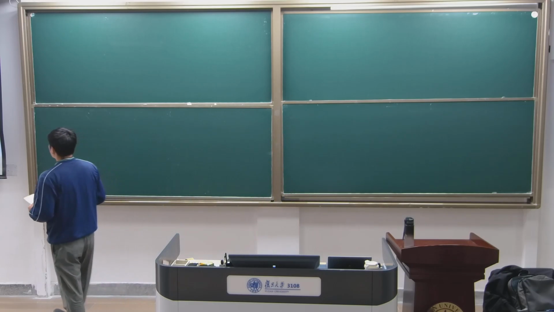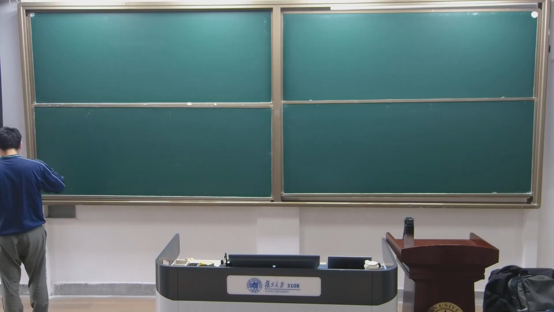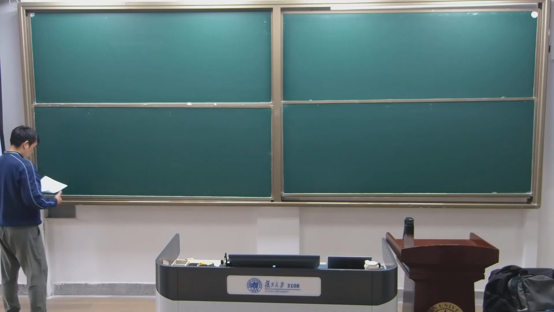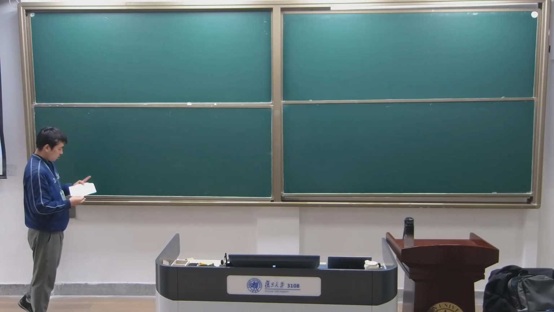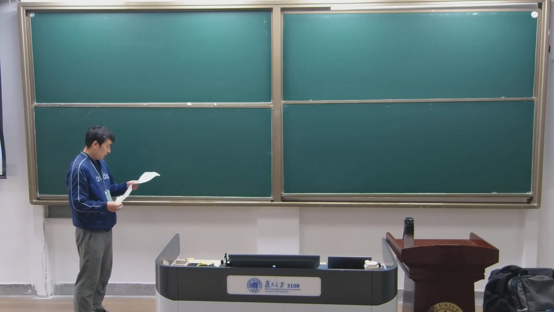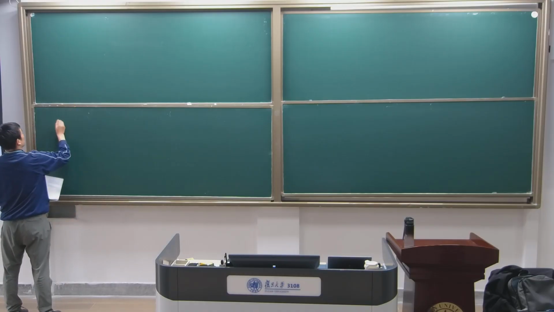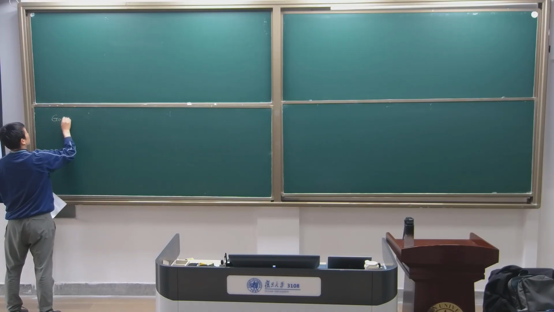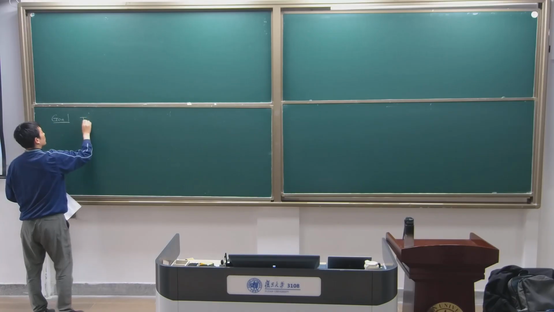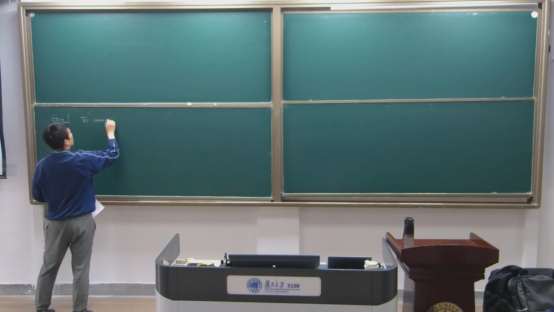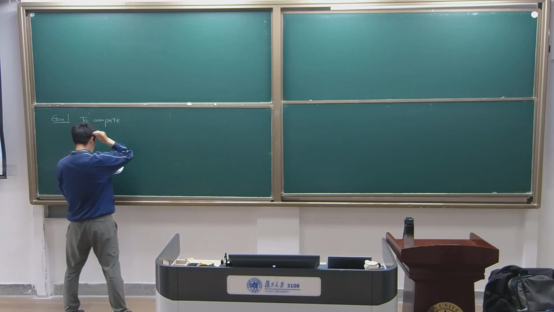So we're thinking about something called the correlation function, or more precisely, the target. The goal of this lecture is to compute this.